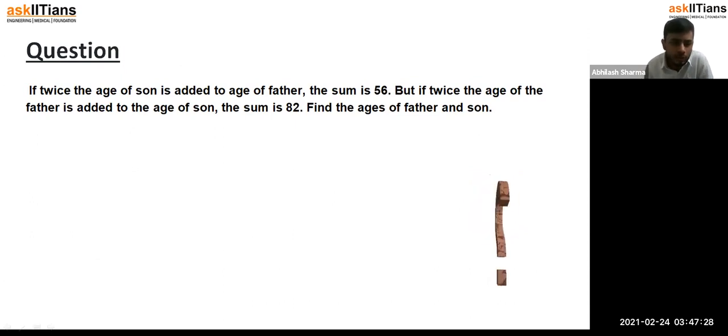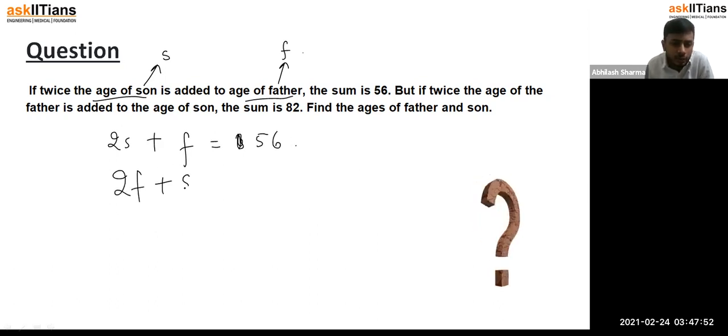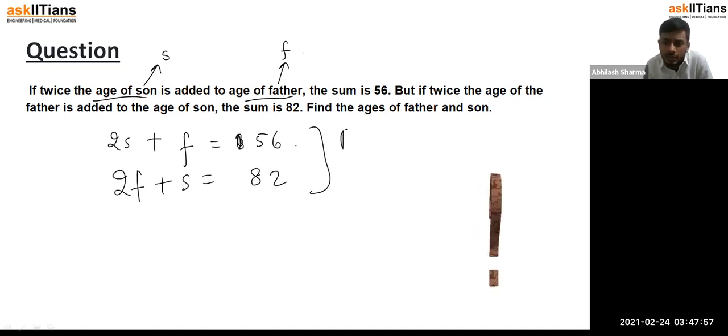So look, what we can do is, let us say we assume the age of son to be S, and the age of father to be F. Then twice the age of son added to the age of father, the sum gives us 56. But if twice the age of father is added to the age of son, the sum is 82. So we have formed the linear equations.